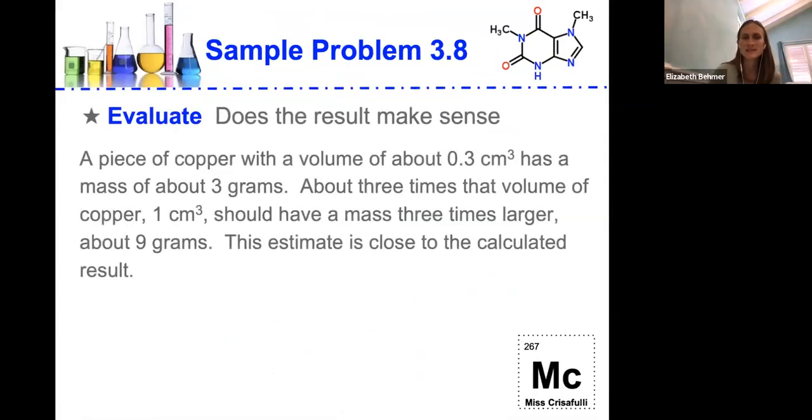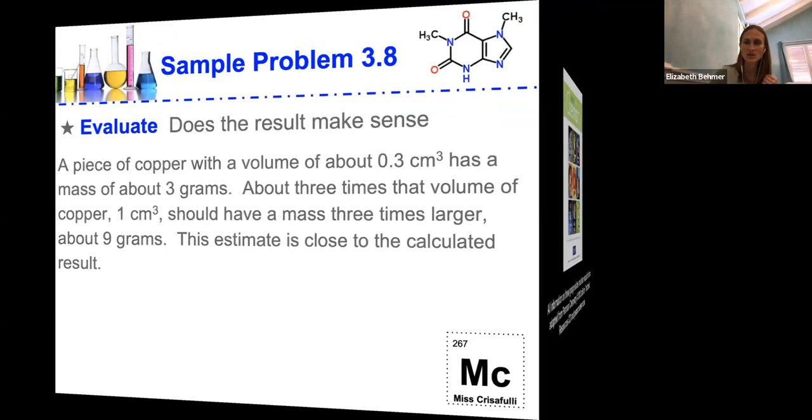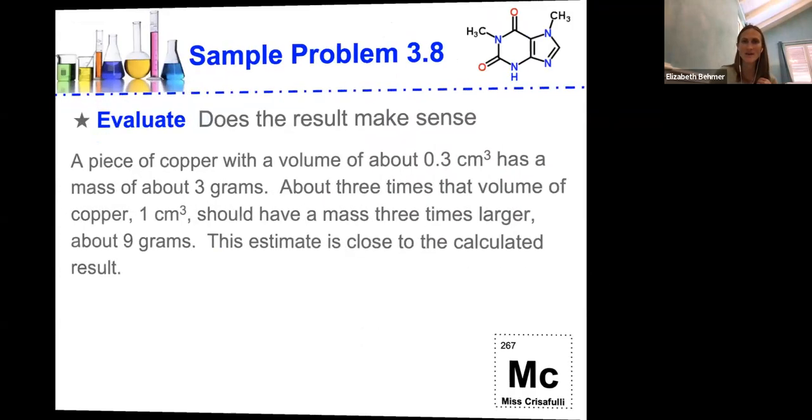Does the result make sense? A piece of copper with a volume of about 0.3 centimeters cubed has a mass of about 3 grams, and about 3 times that volume of copper should have a mass about 3 times larger, about 9 grams. So this estimate is actually close to our calculated value.